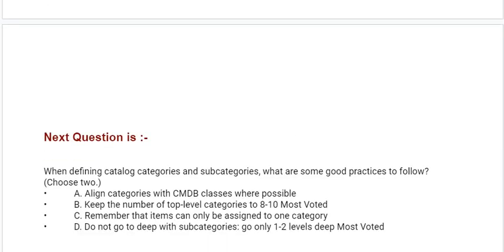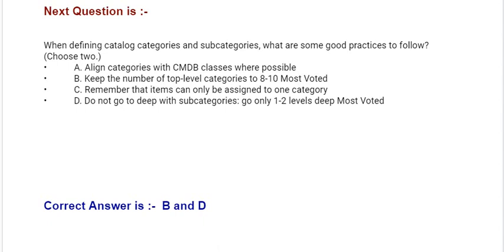Next question is, when defining catalog categories and subcategories, what are some good practices to follow? Choose two options. Option A. Align categories with CMDB classes where possible. Option B. Keep the number of top-level categories to 8 to 10. Option C. Remember that items can only be assigned to one category. Option D. Do not go too deep with subcategories. Go only 1 to 2 levels deep. Correct answer is option B and option D.